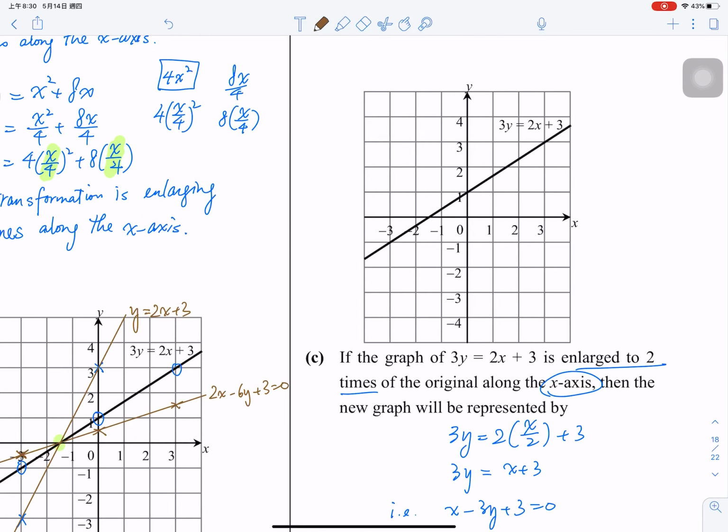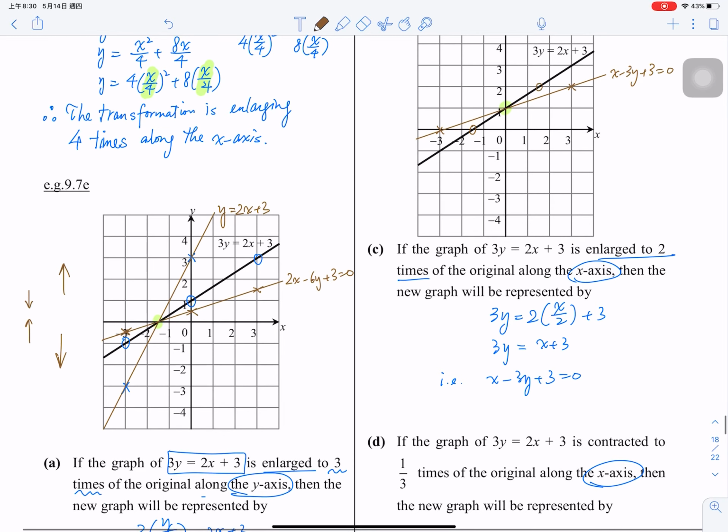Remember, enlarge along the x-axis, then which intercept has no change? Yeah, correct, y-intercept. Then how about the others? Let's see. For example, this point 1.5 becomes here, enlarged 2 times. Here is negative 1.5, it becomes here, right? So at the end, not difficult to draw this graph, right? So here x minus 3y plus 3 equals 0.